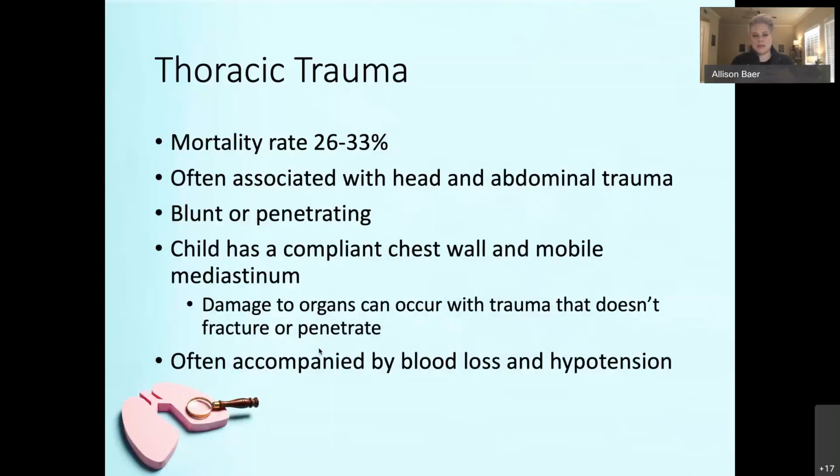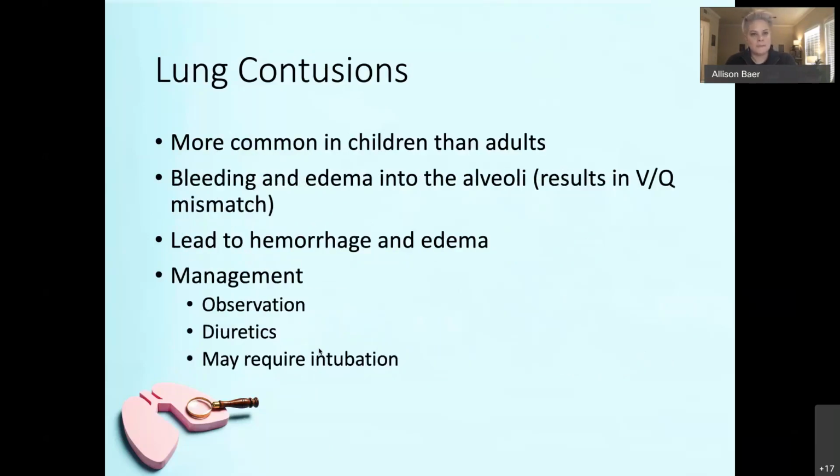Kids have, again, compliant chest walls. So their mediastinum is mobile, everything's more compliant. So sometimes you can have damage that occurs, pulmonary contusions and stuff, that don't necessarily cause fractures or penetration because it hits them hard enough. They have enough elasticity for the chest structures to kind of give, but it damages their lungs, and you maybe won't see the fractures that you would see in an adult. So usually you're going to have blood loss and hypotension with this.